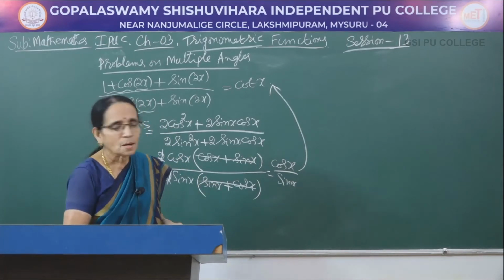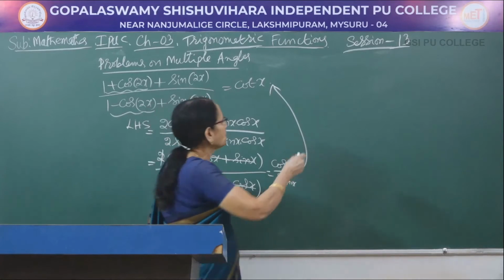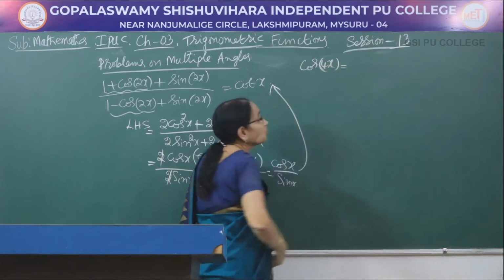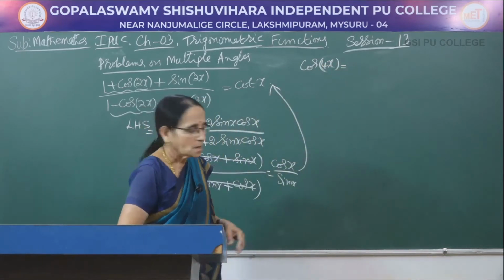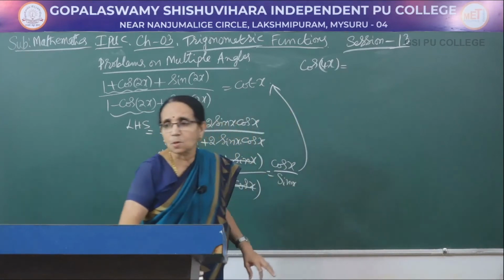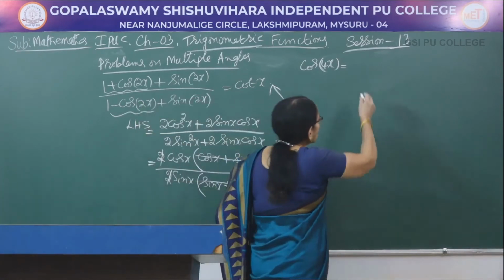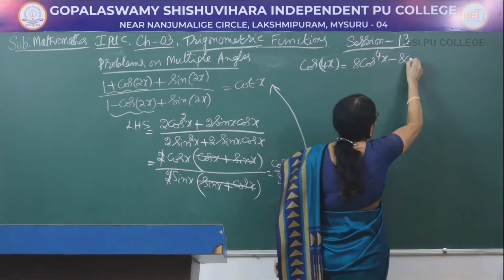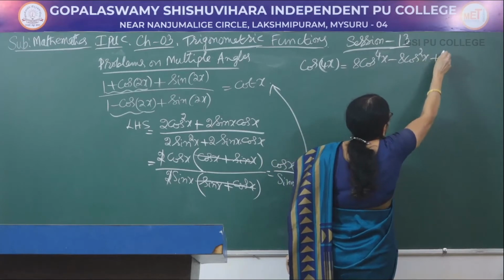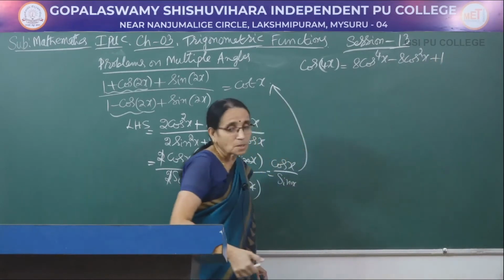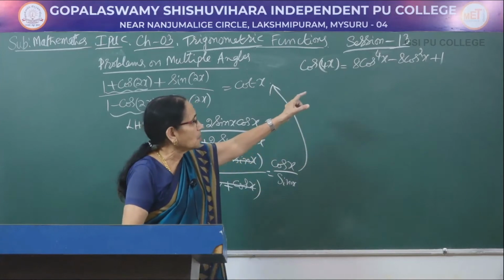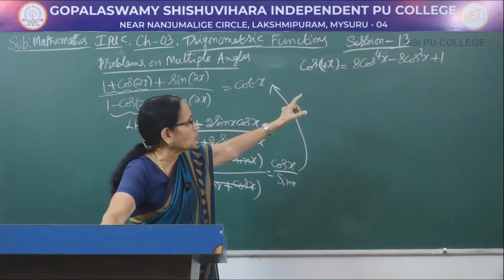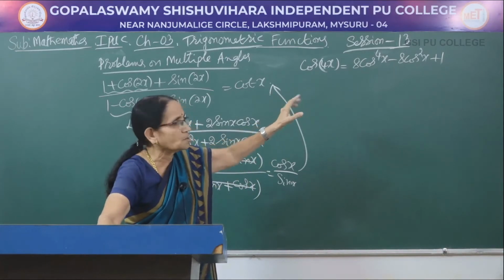Okay. Now, let me consider another problem. Here you have to show that cos of 4x is equal to 8 cos to the power 4 x minus 8 cos square x plus 1. Sometimes in the place of cos on the right hand side, it can be sin also: 8 sin to the power 4 x minus 8 sin square x plus 1.